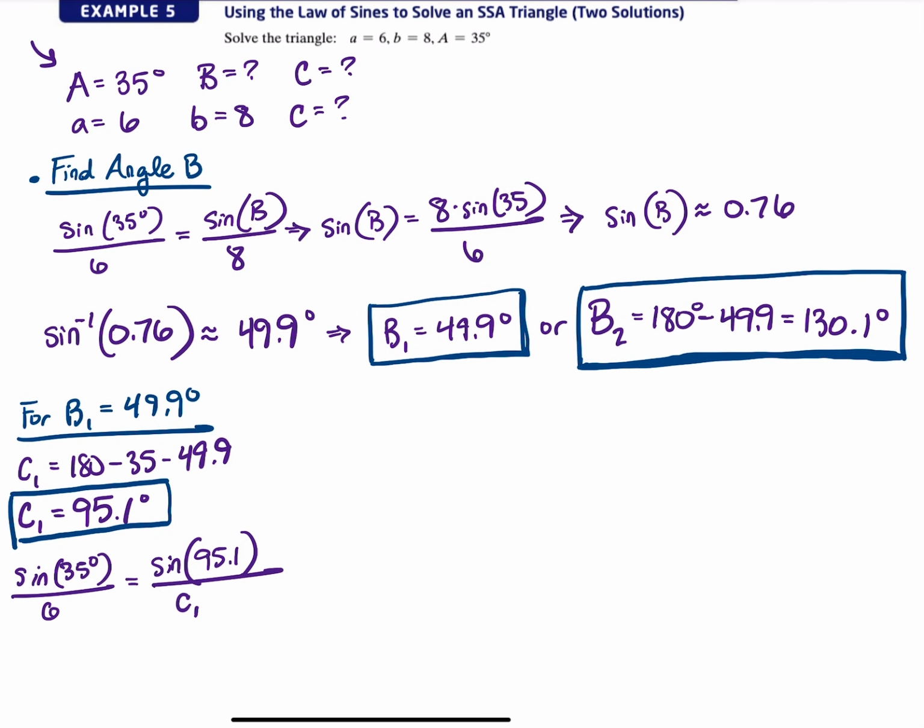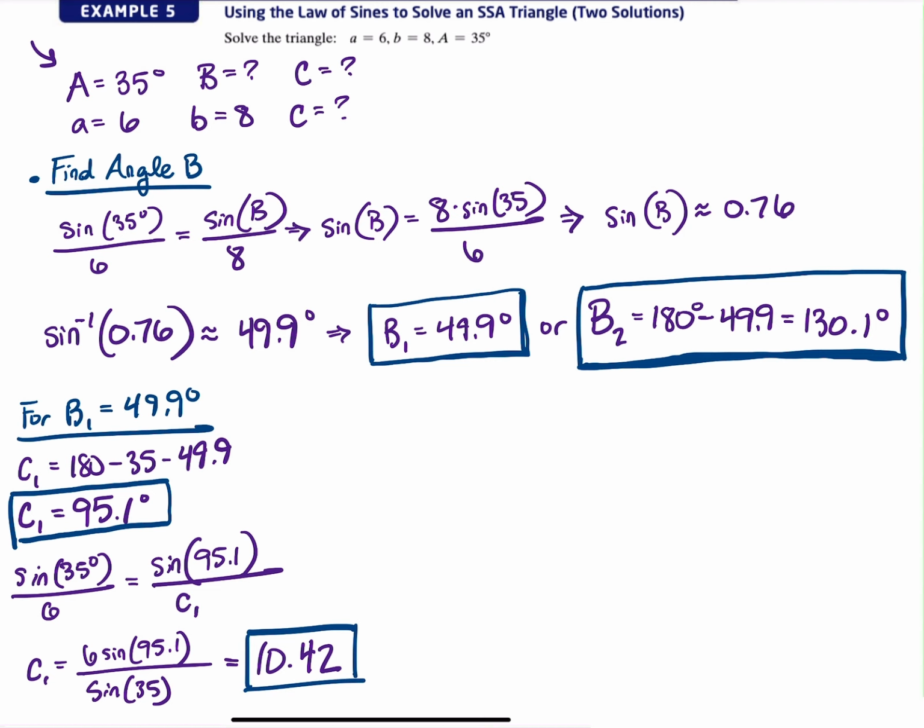So rearranging, we get that c1 would equal 6 times the sine of 95.1 over the sine of 35. So evaluating that, we should get 10.42. So that's for our first solution when we have this first angle for B.